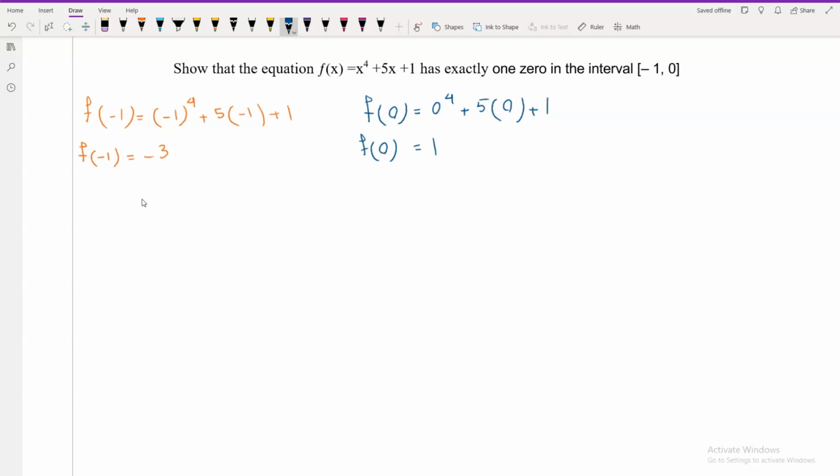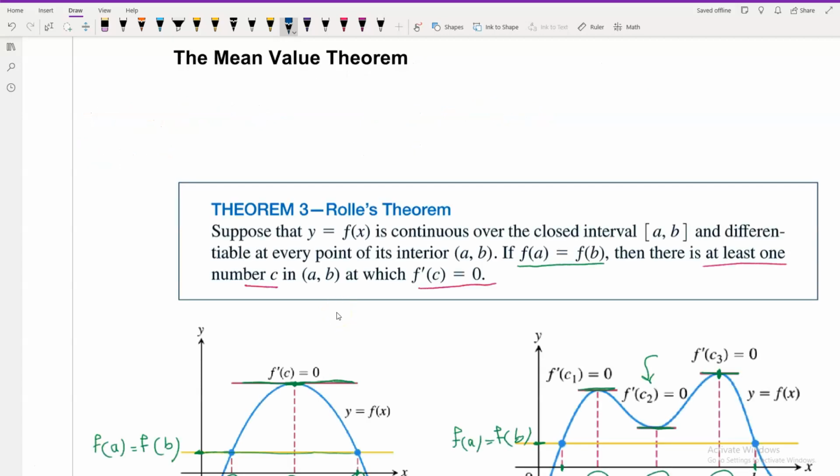According to the intermediate value theorem, f of x equal to x to the 4th power plus 5x plus 1 has at least 1 zero in the given interval. Now we have to use Rolle's theorem. On this part, our function is continuous over the closed interval and differentiable at every point of its interior interval. If f of a equal to f of b, then there is at least one number c in the open interval at which f prime of c equal to 0. So we have to find f prime of c, and that should be equal to 0.